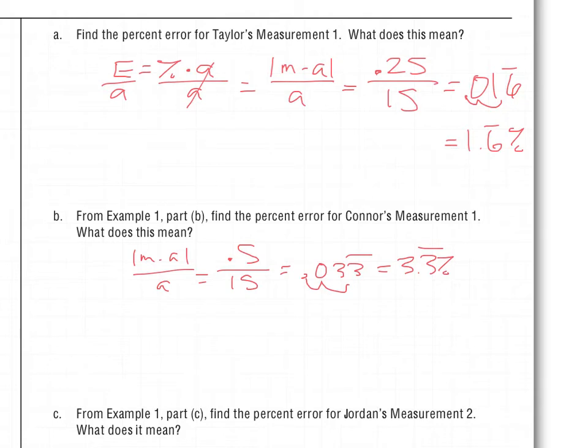And when we compare this to Taylor's measurement, we can see that one of them is 1.6% off, and one of them is 3.3% off. So Taylor is more accurate than Connor because his error is less. His error is less. His mistake is smaller.